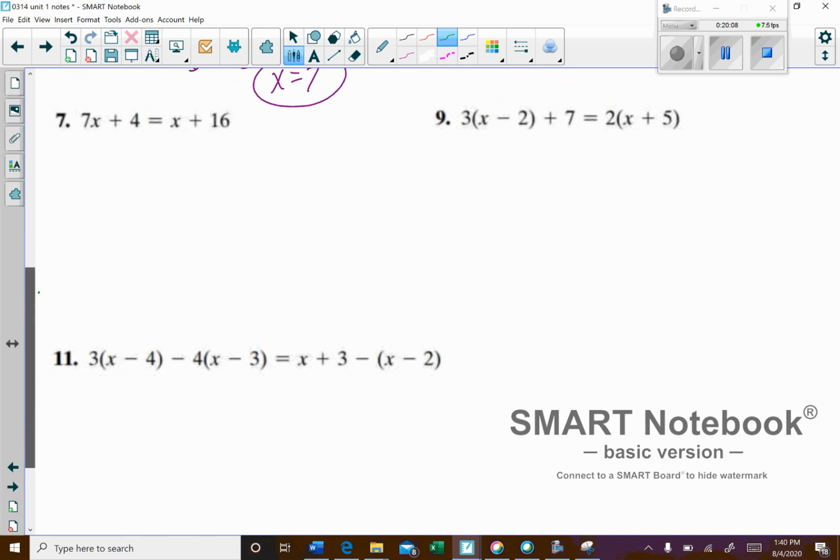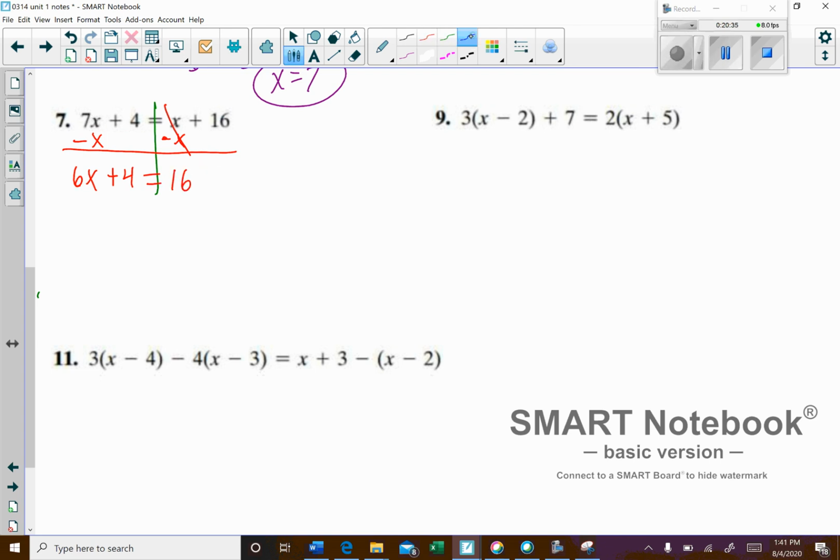All righty, let's take a look at number 7. So once again, I have 7x plus 4 equals x plus 16. So once again, I'll go ahead and take off an x from both sides. So I'm taking 1 away from both sides. So that nullifies the right side. The left side, I had 7, but now I'm down to 6. Then I have that plus 4 equals 16.